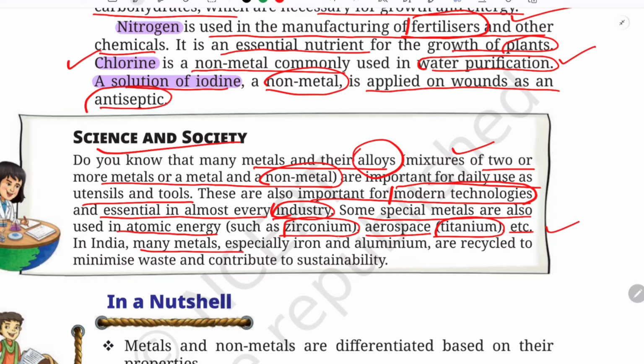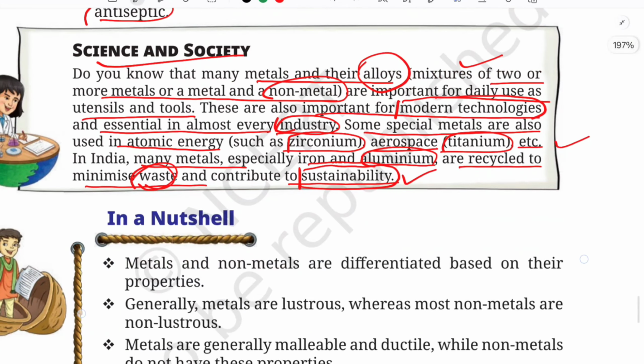And in India, many metals, especially iron and aluminium, are recycled to minimize waste and contribute to sustainability. That means in India, so many metals are recycled, which means we reuse them, so that we can minimize their wastage, because these are naturally occurring metals, isn't it? And if we use up all the metals, what will our future generation use? So we are contributing towards sustainability, so that we are keeping something for the future generation as well. Okay, so this was about science and society. Some extra knowledge was there, and we have completed our chapter.